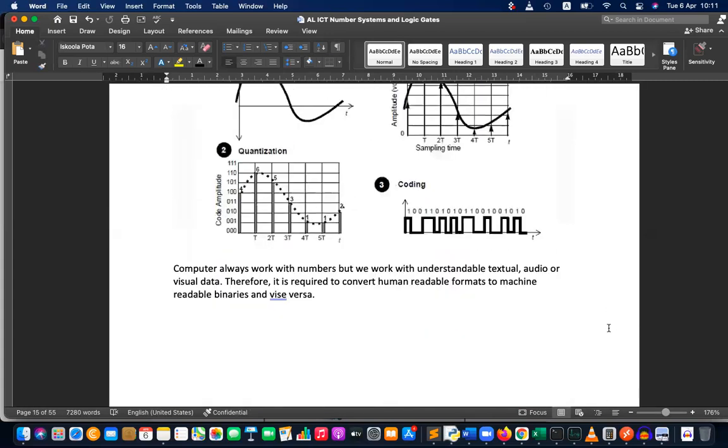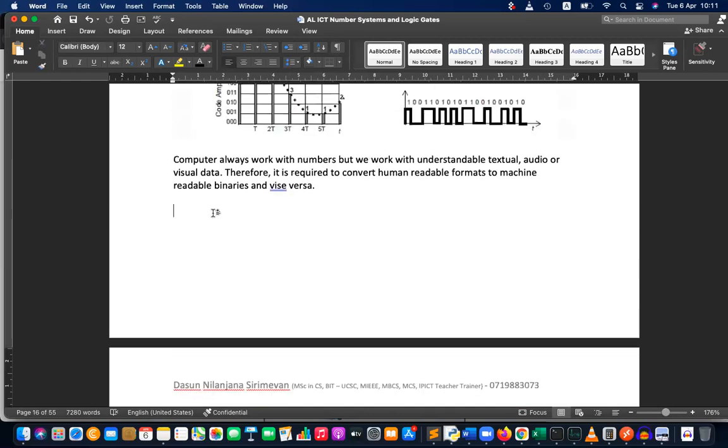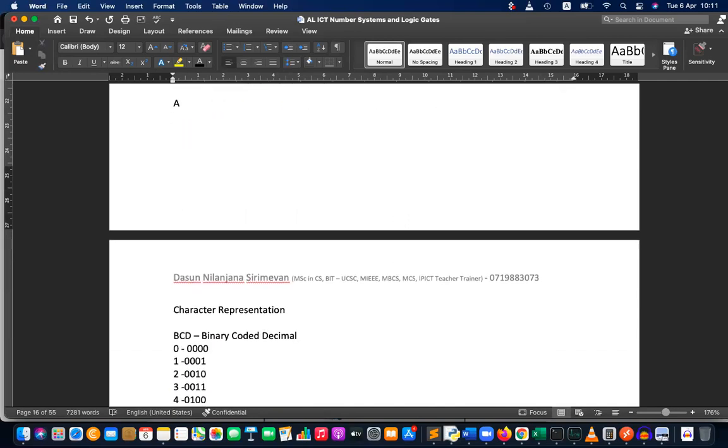So let's give letter A. Computer thinks, okay, what is the binary of letter A? So that's the computational thinking. Okay, I got this symbol. What is the binary of this symbol? It's thinking like that. So it is quite difficult to assign a number, divide it and get the binary. It's kind of a difficult thing.